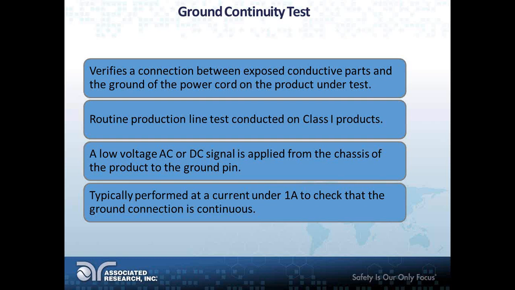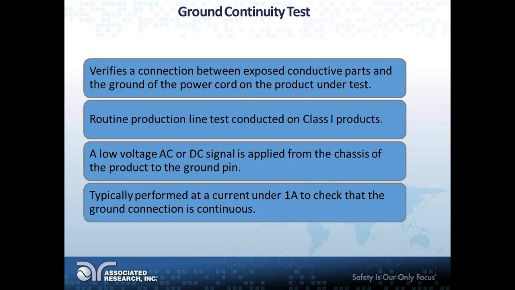Again, this is one of the simplest of all the electrical safety tests. All it does is verify a connection between the exposed conductive parts and the ground of the power cord on the product under test. Now, remember, we discussed Class 1 and Class 2 products in the past. The ground continuity test and the ground bond test that we're going to talk about next are only applicable for Class 1 products that do have a ground circuit in their power cord.